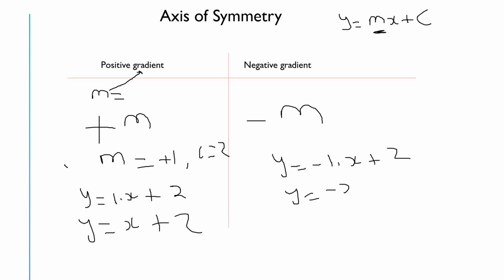That's when they give us m as 1 and c as 2. But if they don't give us those two values, you must always remember your asymptotes are very important here. So your x and your y asymptotes are very, very important. So wherever you are in the equation, let's say this is our equation.